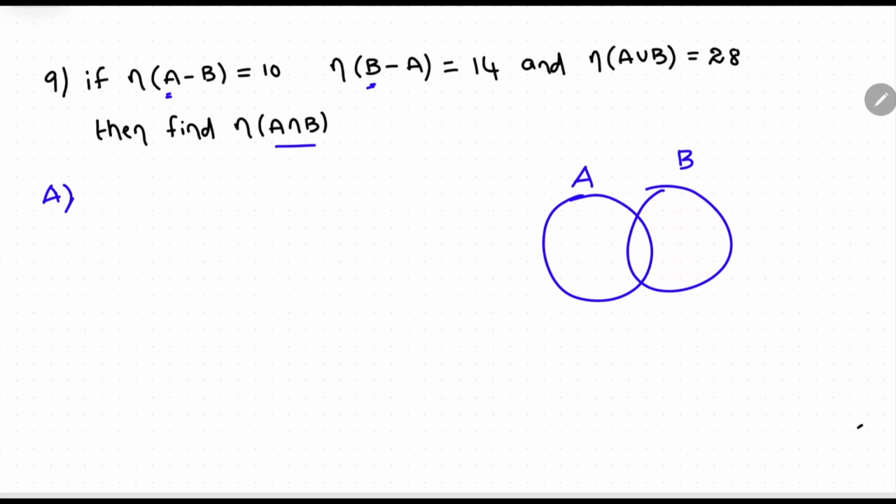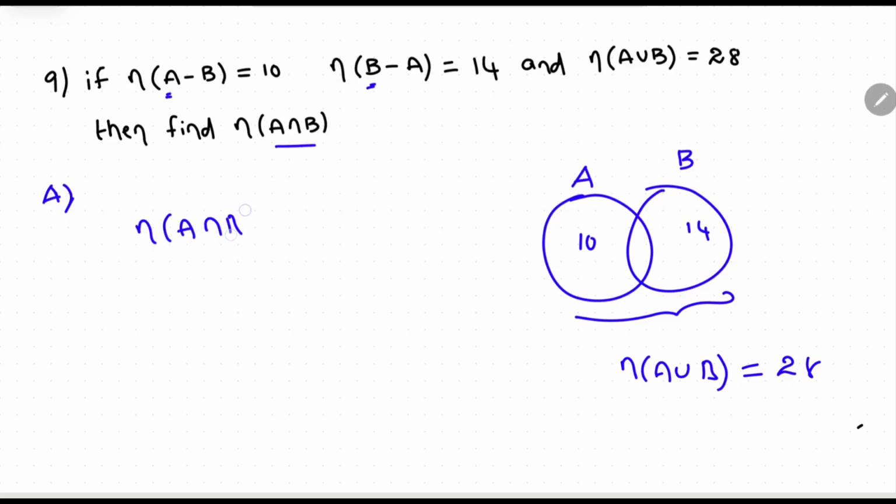So what is the only A portion? The number of elements in only A is 10. Now the number of elements in only B is 14. Now what is the total number of A union B? That is 28. So total 28, and we got 14 plus 10, that is 24. Therefore n of A intersection B, that is the common portion, will be 4. So answer 4.